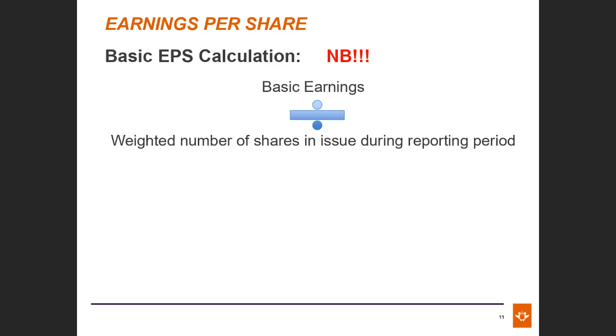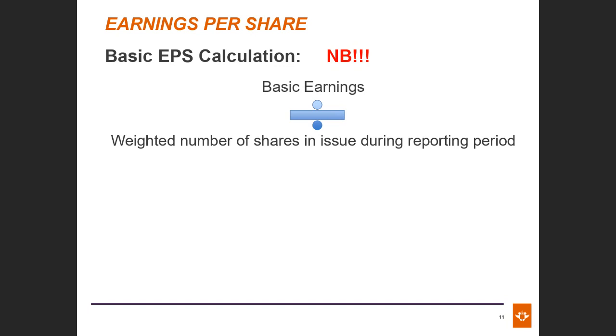And you said you were all familiar with this ratio, but let's just recap, okay? So the earnings per share ratio, specifically the basic earnings per share ratio, is calculated by taking your basic earnings and dividing it by your weighted number of shares in issue during the reporting period. Okay. So it sounds simple, and on the face of it, it is.